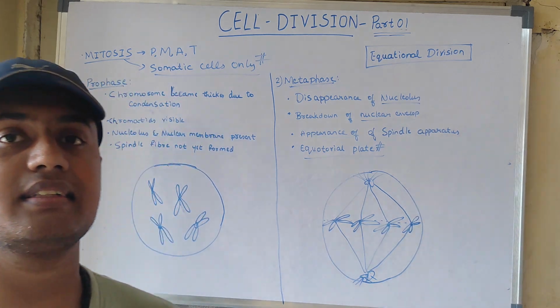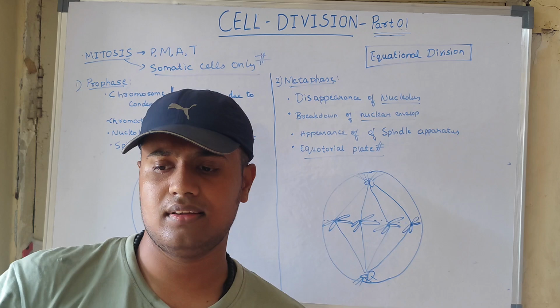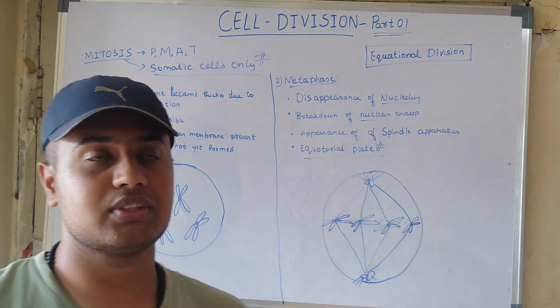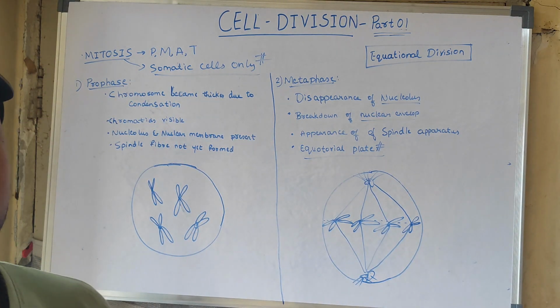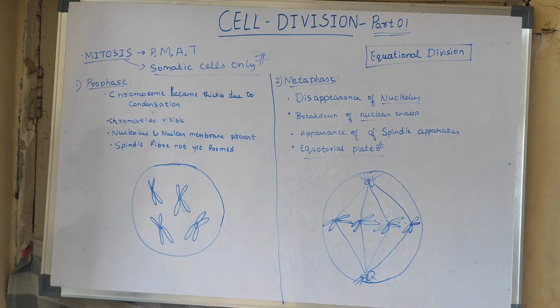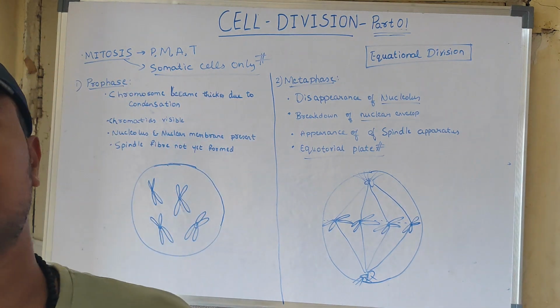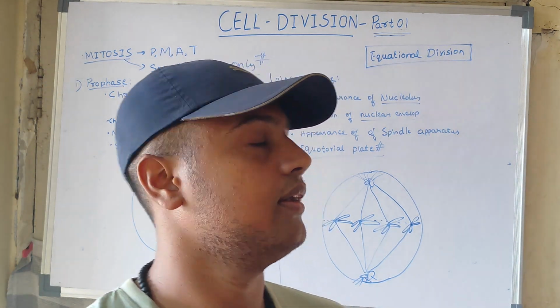Now let's study about mitotic phase. Mitotic phase is also called equational cell division. Let's conclude at the end why mitosis is called equational division. Come, let's study about mitosis. As we know, mitosis only occurs in somatic cells.